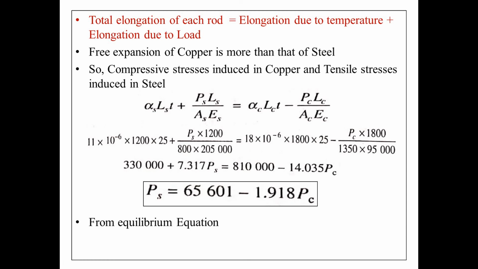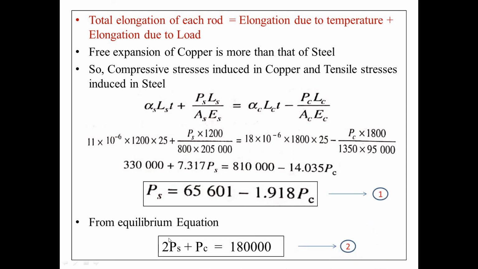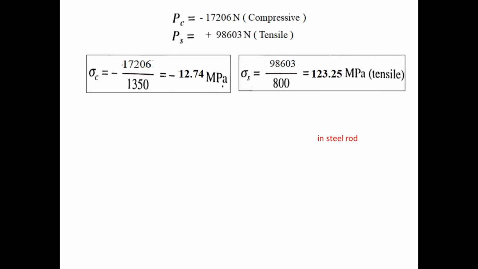Now what we want is another equation. Another equation we can get from the equilibrium equation. So twice P_s plus P_c is equal to 180,000 Newton, whatever the load that is being shared by 2 steel and 1 copper rod. After solving equations 1 and 2, we can get the value of load in the copper and load in the steel. So load in the copper is compressive, load in the steel is tensile.